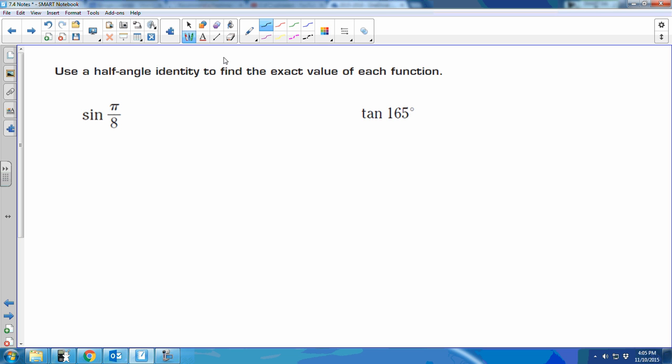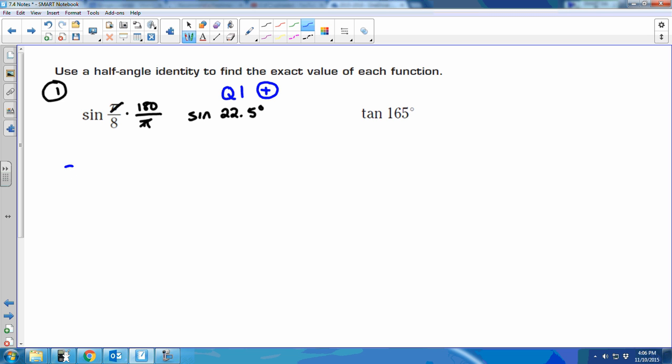So first example. You have sine of pi over 8. We need to change that into degrees. So you have sine of 22.5 degrees. Now before you move on, you need to realize what quadrant you're in so you know what symbol to use. 22.5 degrees, that's in quadrant 1. So everything should be positive. Sine is positive. You'll be using positive value.